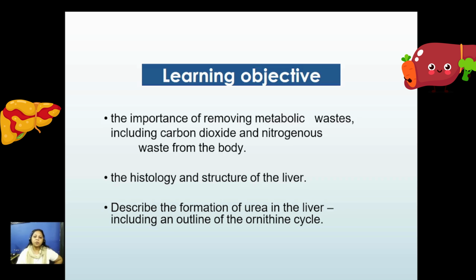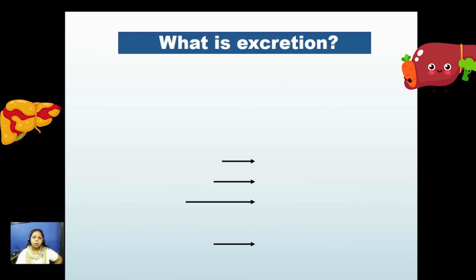The histology and the structure of the liver we'll discuss later. But the formation of urea in the liver we are going to discuss, including an outline of the ornithine cycle. So we are going to learn this one in detail. Then the role of the liver in detoxification. So first of all, let's learn what is excretion.